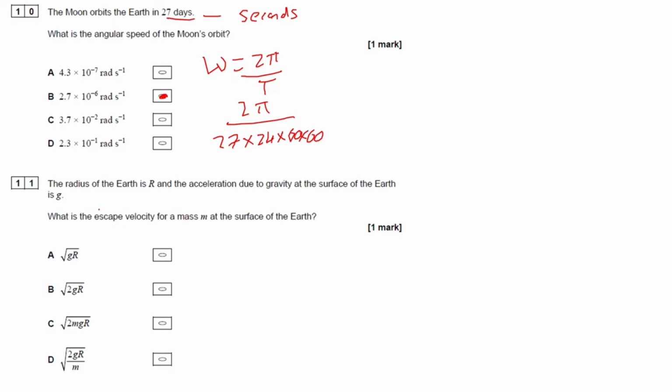Question 11, we need to get the equation for escape velocity. You can just recall, it's a good equation just to know and recall, that the escape velocity is given by √(2GM over r).